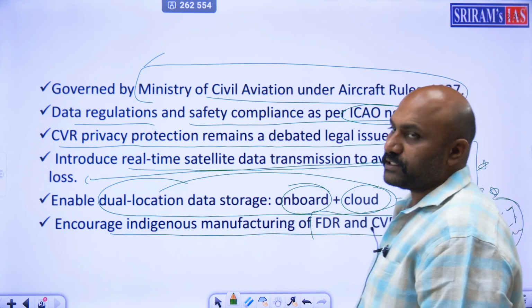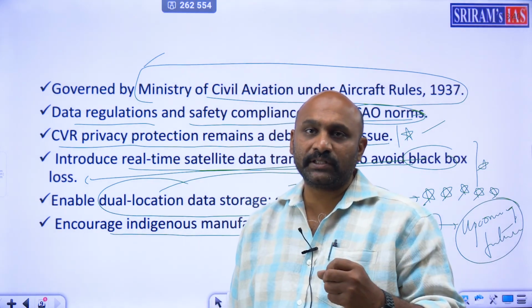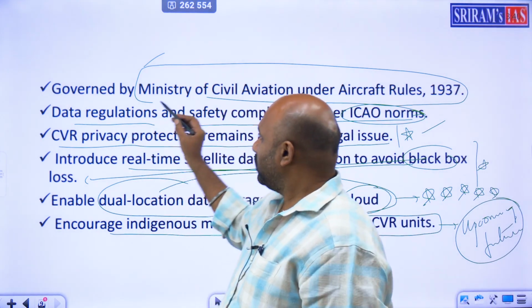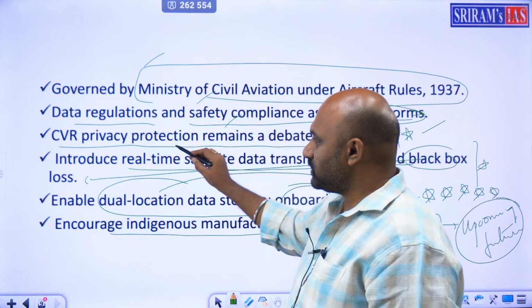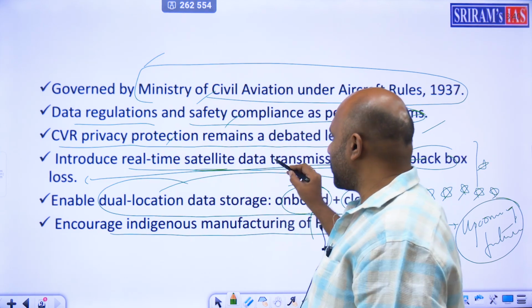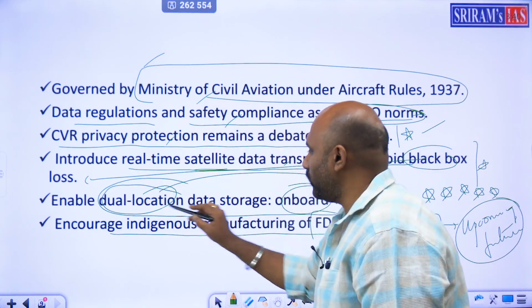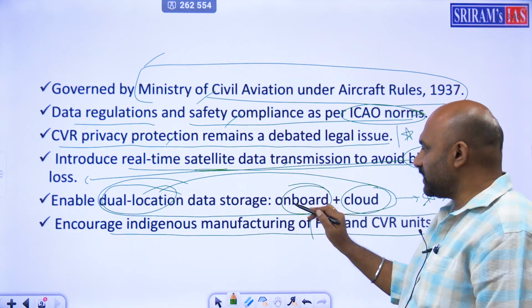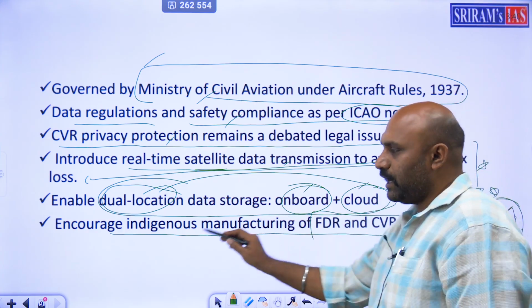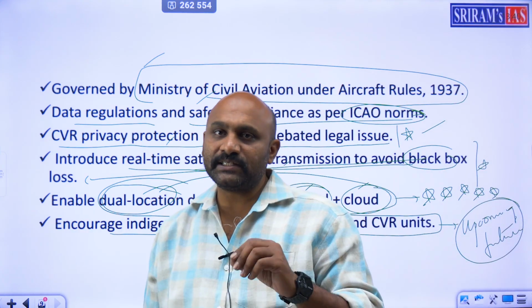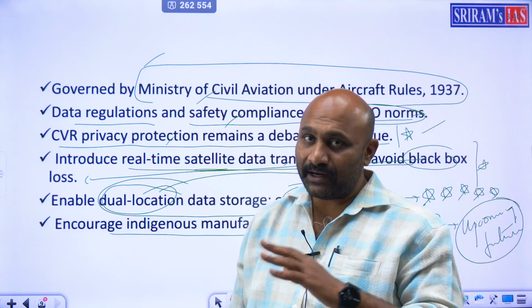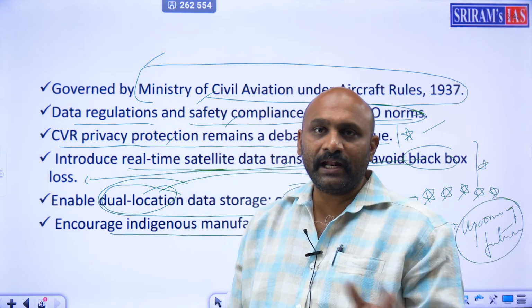So these are all the points that you have to pick from this black box theory. So if you look at it, Ministry of Civil Aviation, safety compliances, CVR privacy protection, real-time satellite data transmission to avoid black box loss, dual location data storage, this is very important, one physical, that is on board, and one on the cloud, and indigenous manufacturing of CVR as well as FDR units. This is the future and it has already started. A lab has already been established in Delhi, so it's very good.